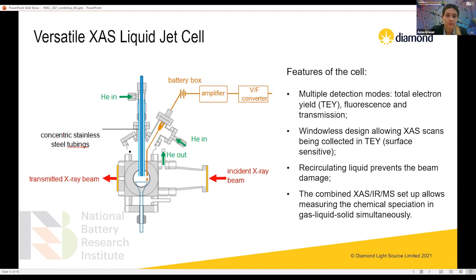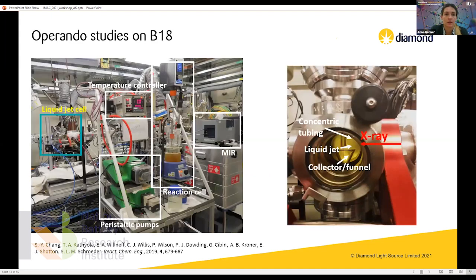And then we could also perform the measurement in fluorescence. We also had an additional window for fluorescence, where we can still perform surface measurement, but the penetration is much higher than in total electron yield. And also transmission detection mode, where we were getting bulk information on the sample. So this is just how it looks. The schematic I showed on my previous slide is basically this very tiny, small liquid jet.